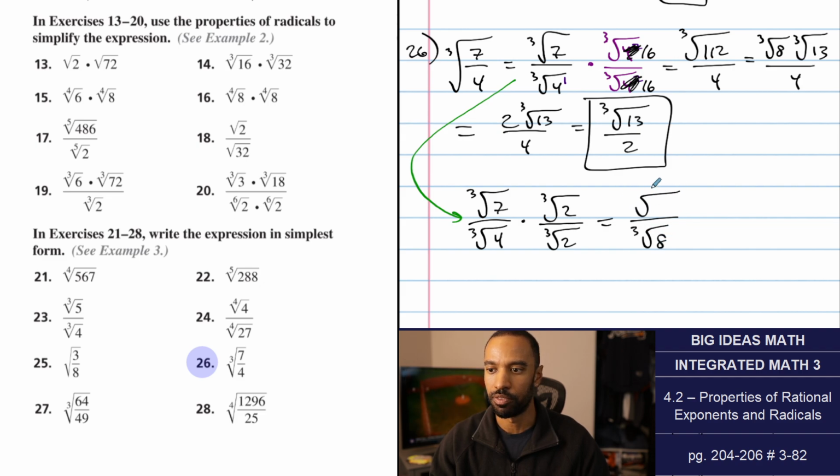And this is now the cube root of, oh, it's 14, not 13. I apologize. That's a 14. See, it's a good thing we're doing the problem twice.